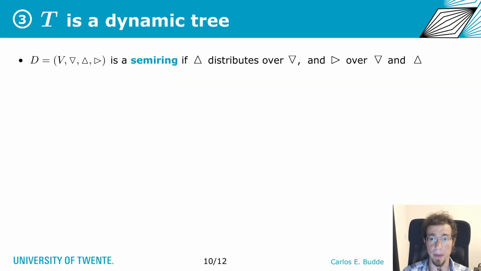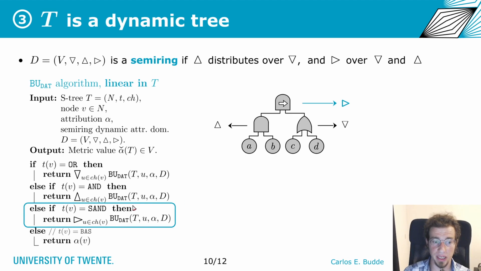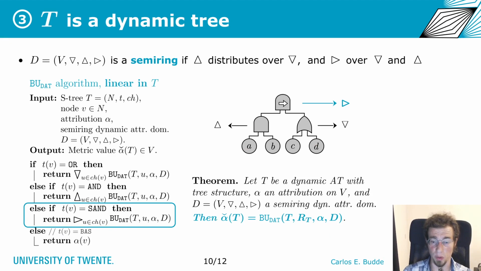We have a better way to do things if the tree is a proper tree. Essentially, we can extend the bottom-up algorithm we had for static attack trees to dynamic attack trees, adding the sequential case. And again, we have a linear algorithm in the size of the tree, which can be proven always correct.